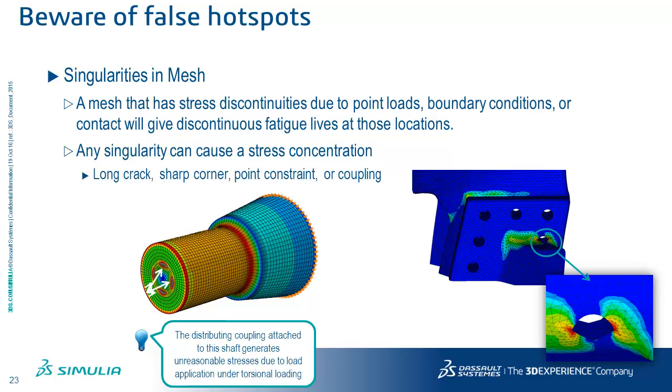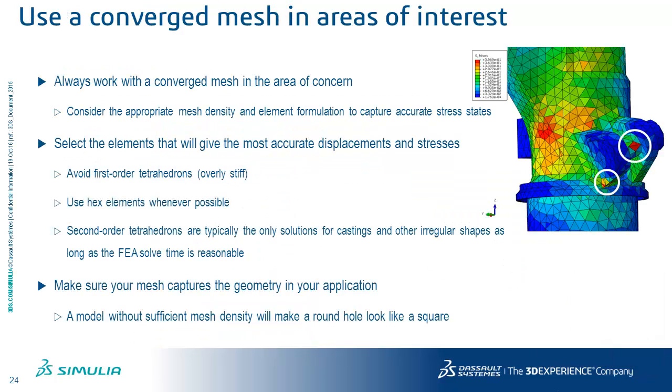In that case, you can ignore that hotspot from your consideration because that worst life is driven by the singularity in the mesh. So when you investigate the fatigue life in your structure, you should not investigate those regions which have the singularity in the mesh.